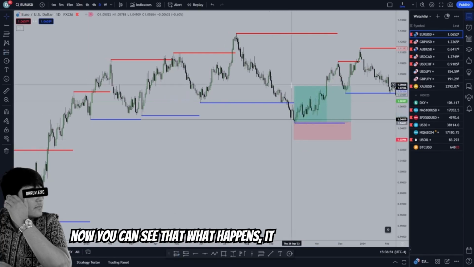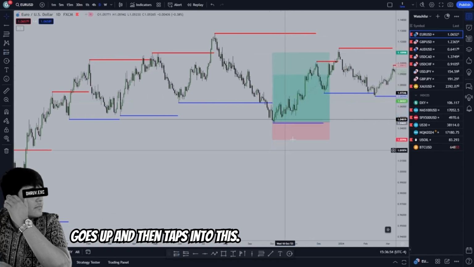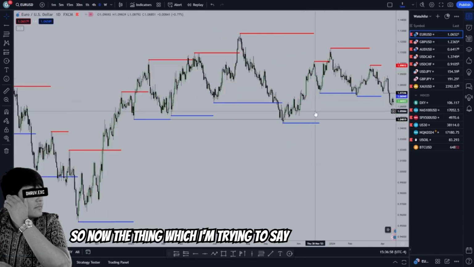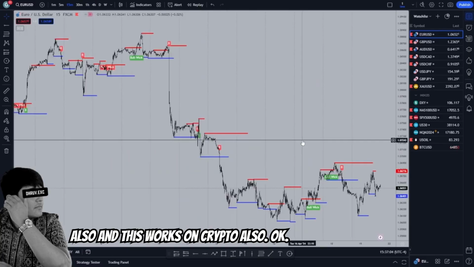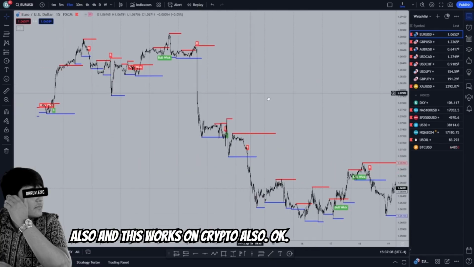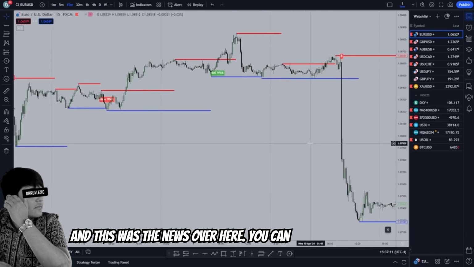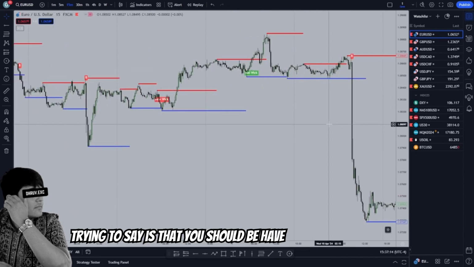So now you can see what happens. It goes up and then taps into this. So the thing which I'm trying to say is that this works on any time frame, on any pair, okay? This works on stocks also, and this works on crypto also, okay? And this was the news over here, you can see. And another thing which I'm trying to say is that you should have a correct bias.